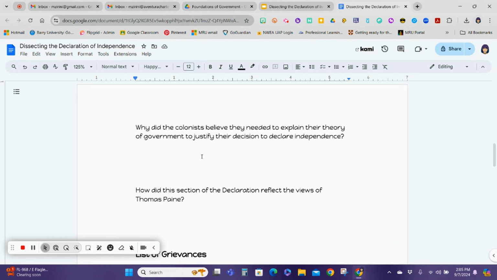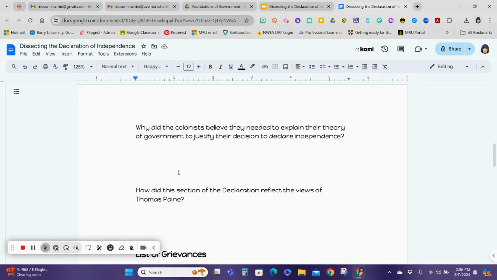They no longer feel that the government, the King of Great Britain, King George, is really protecting their natural rights. And so by definition of the social contract, the contract is broken and they have a right to institute a new government that will protect those rights.